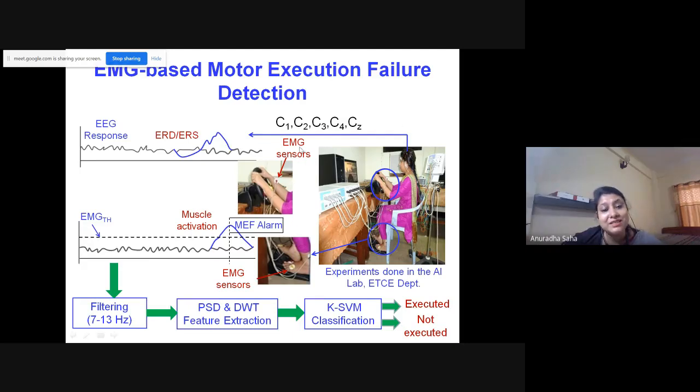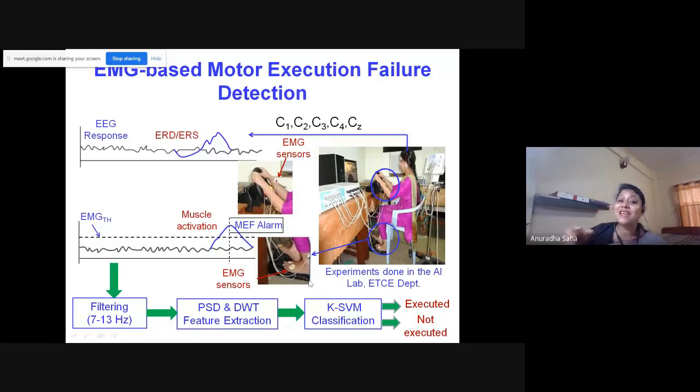Simultaneously, along with the EMG sensor, we have taken the EEG signal from the motor cortex region to evaluate whether there is detection of event-related desynchronization followed by synchronization after the specified time limit. Whenever we have detected these two signals, we start filtering them within the same time frame, then perform feature extraction, and then some kind of classification.